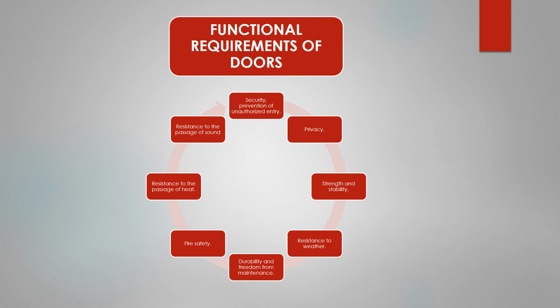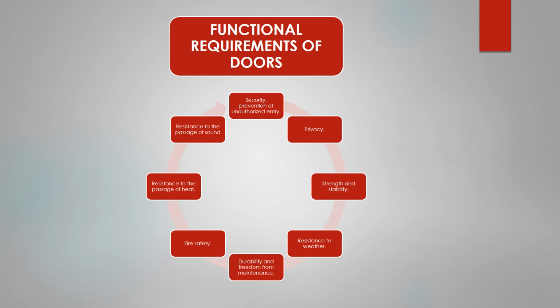We also have fire safety. A door should be fire resistant in order to give maximum time for people to escape in case of fire in a building or in a room. We have resistance to heat passage. A door should regulate the amount of heat entering or leaving the room.